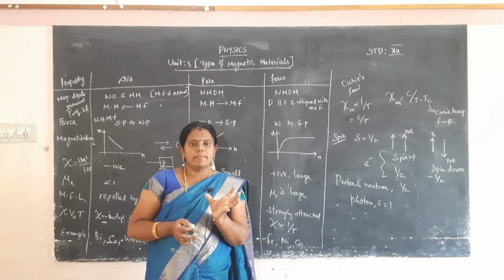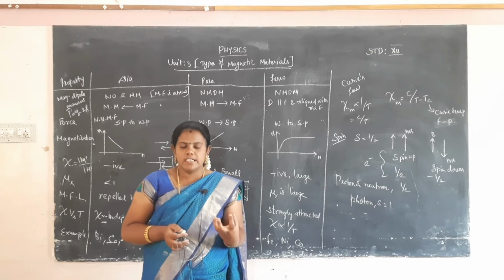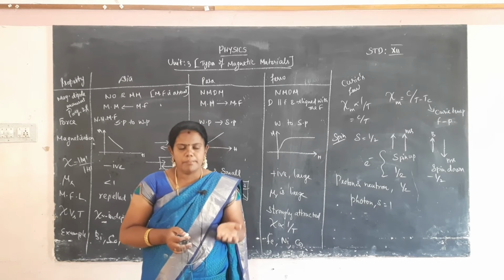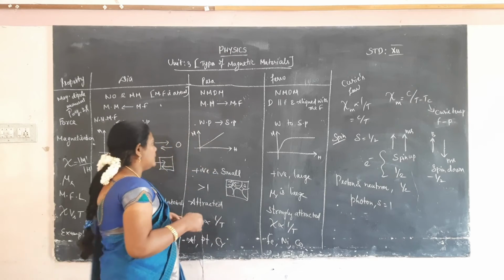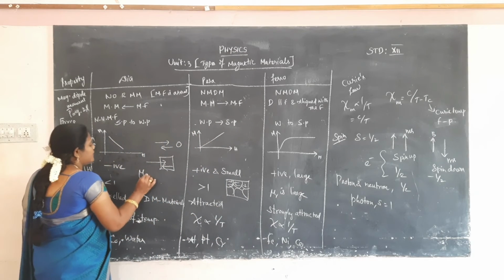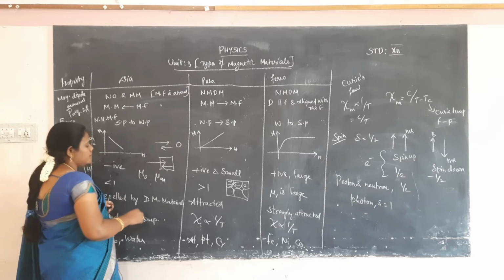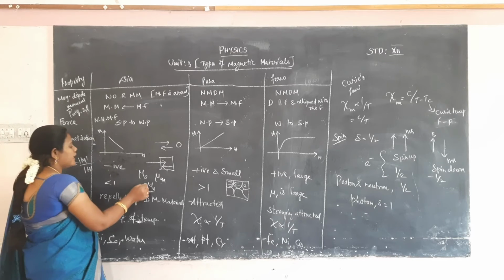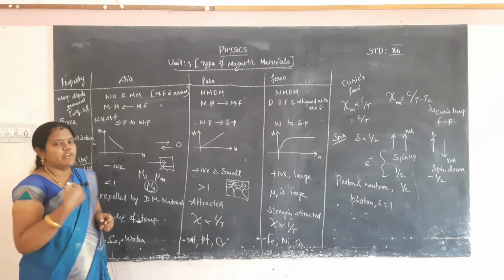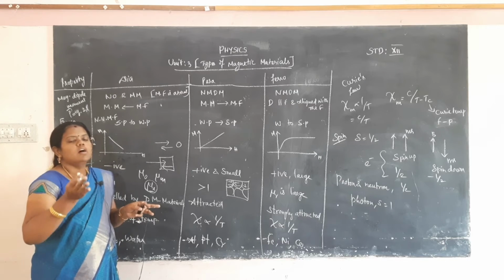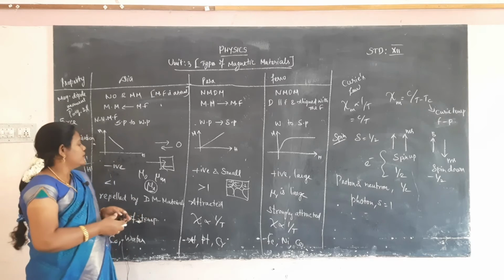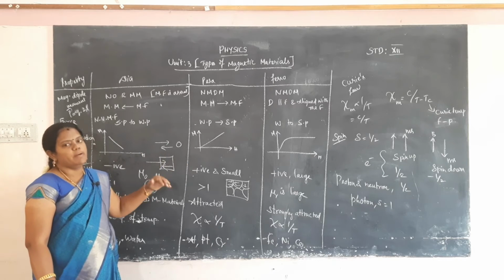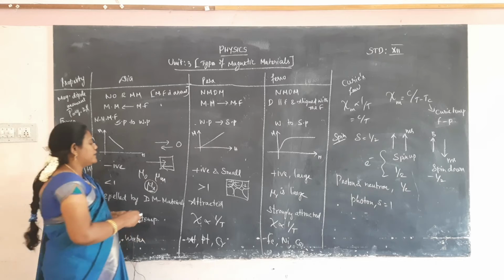Permeability means if a material can easily take in the magnetic field, that is called permeability. Permeability in air is stated as mu naught. Permeability in medium is stated as mu m. But mu r is relative permeability. Relative permeability is the ratio of permeability in medium to permeability in air. Mu by mu naught is called mu r.